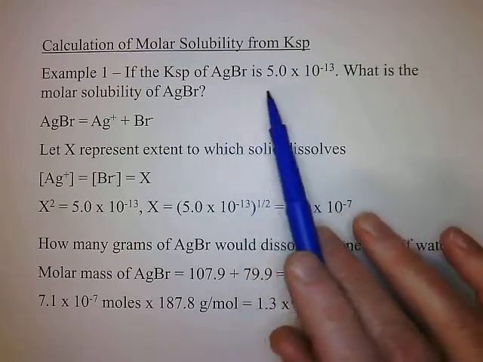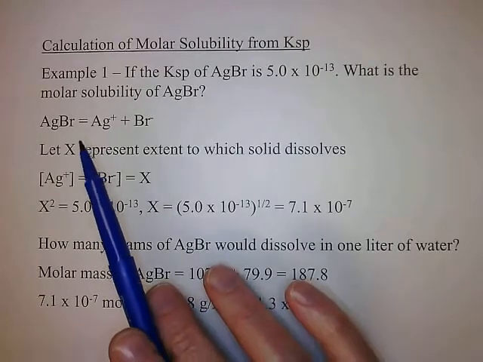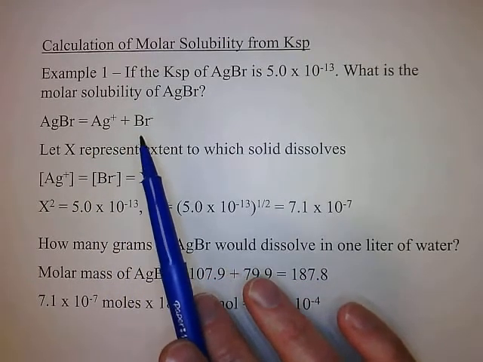So suppose we look up the KSP of silver bromide. We find it to be 5.0 times 10 to the minus 13th. What's the molar solubility of silver bromide? In other words, what would be the concentration of the ions in a saturated solution? Or how much of the solid will dissolve? It amounts to the same thing, because this is a 1-to-1 solve. So your silver bromide dissociates into 1 silver ion and 1 bromide, right?